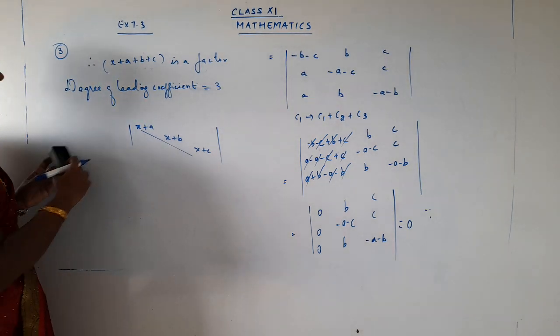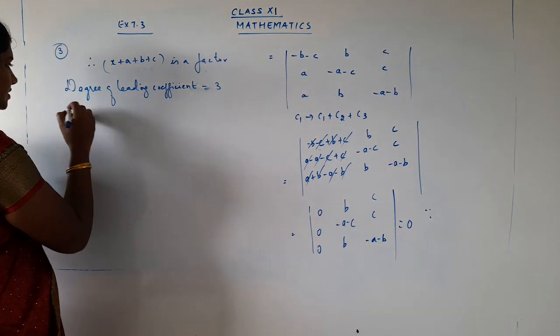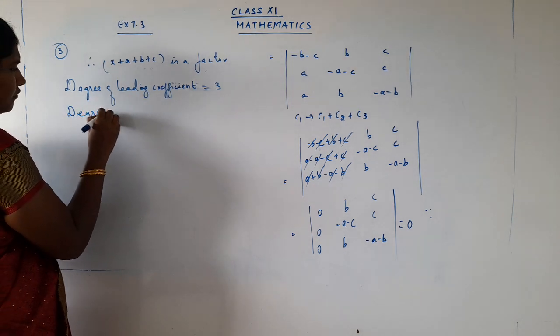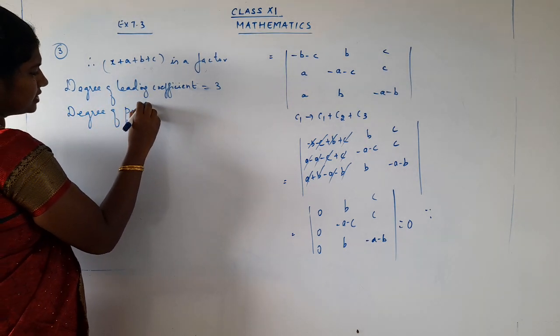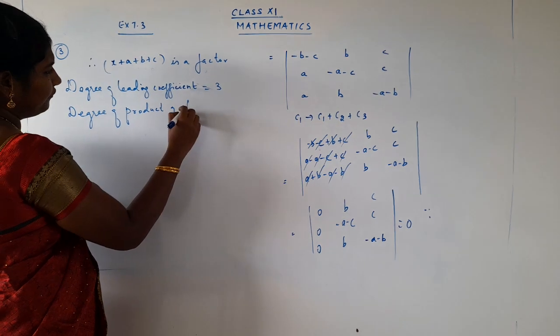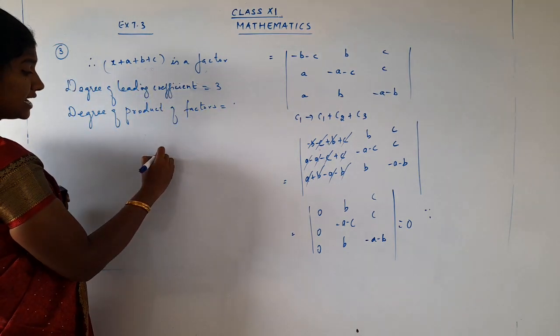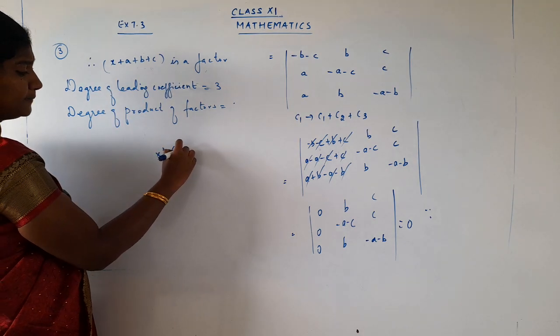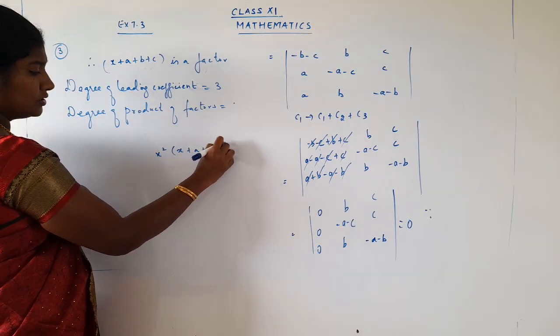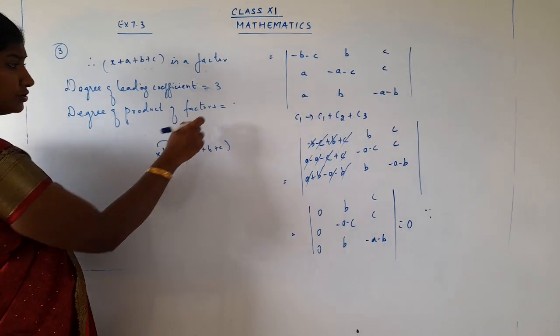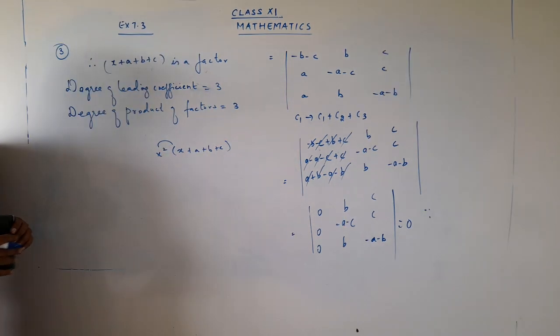Now let me find out the degree of the product of factors. So the degree of the product of factors is equal to, first I had x square, now I have x plus A plus B plus C. So again I get x cube. So the degree of the product of factors is 3.